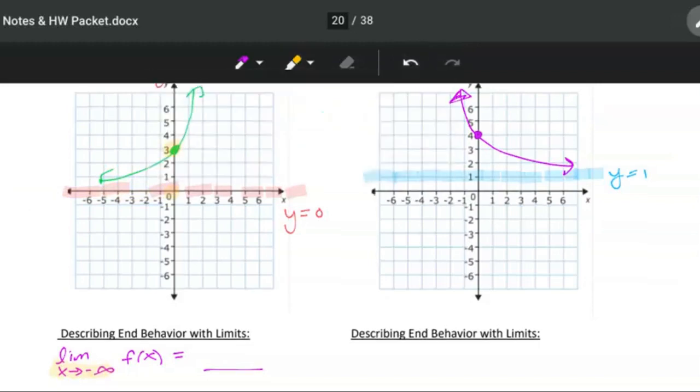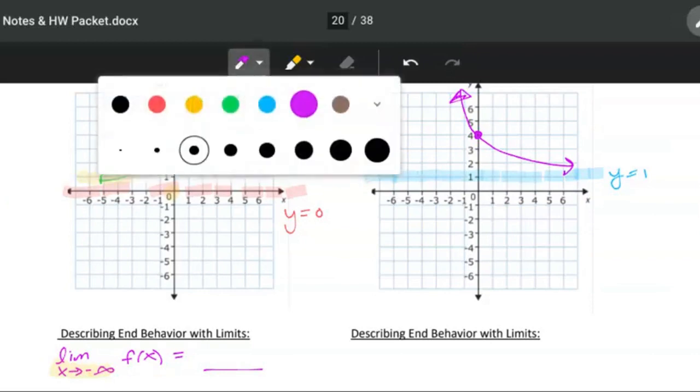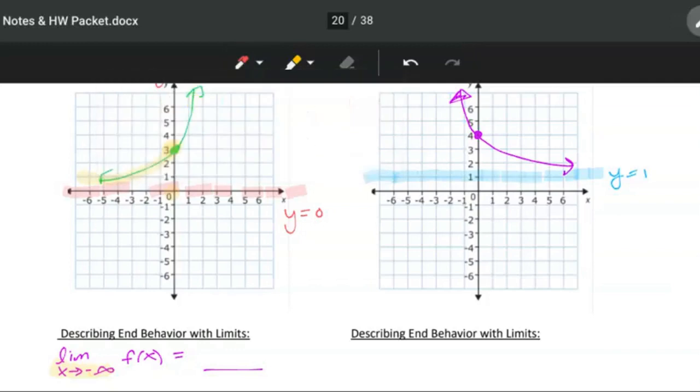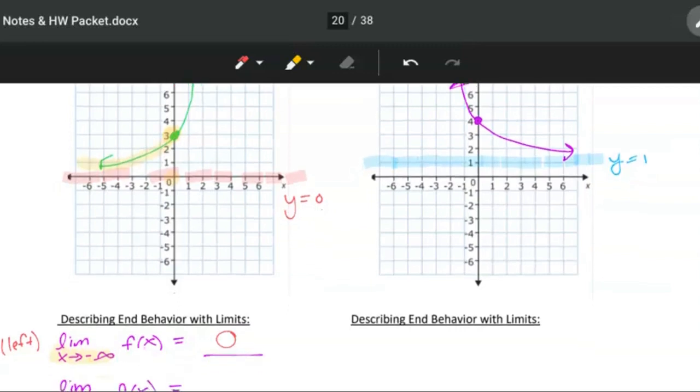If you start in the middle of the graph and you go more and more negative, where is this function going? This function is getting closer and closer to my asymptote, and my asymptote is at 0, so my answer is 0. In other words, this is a fancy way of saying where is my left side of the graph going? The left side of the graph is getting closer and closer to the asymptote. The asymptote is at 0, so the answer is 0.